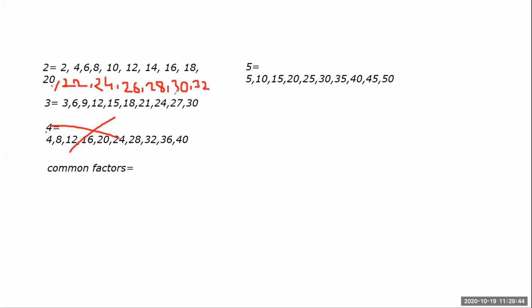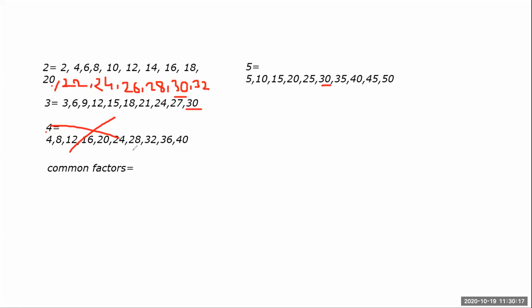Okay, 30 is there in the 2 table also. 20 is there in 2 but not in 3, and it is in 5, but we cannot take 20. So after that we have no table left, so we will extend the table of 2, like 22, 24, 26, 28, 30. Now 30 is there in the 2 table, and in the 3 table 30 is there, and in the table of 5 also 30 is there.